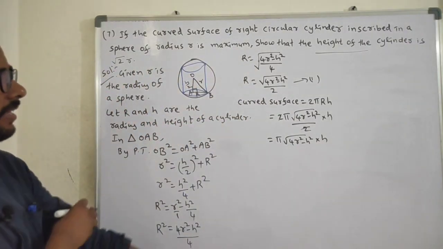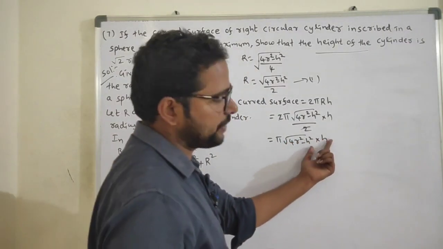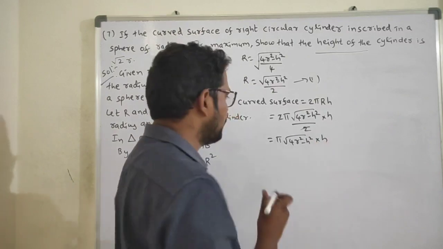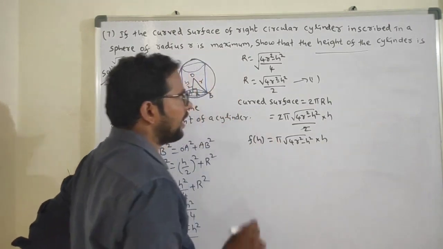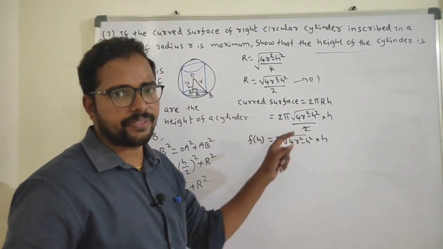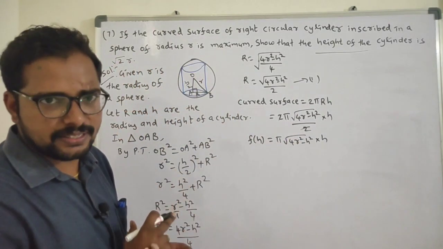root 2 r. Now take the variable as h, so take this as f of h, a function in h. We need height, so I am taking the variable as h. Okay? Now find f dash of h.